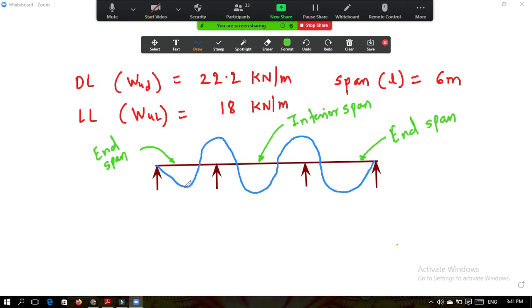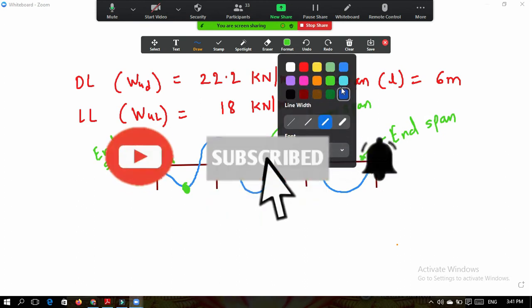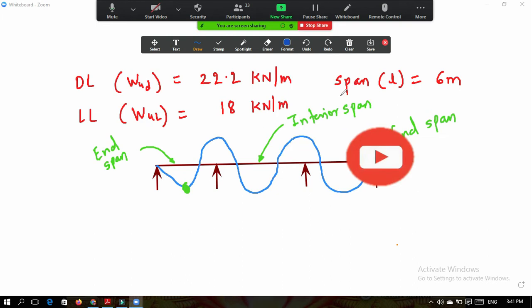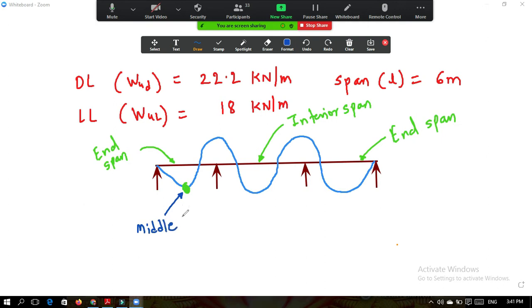So this is the sagging bending moment, the bending moment which we are going to calculate at this point. Okay, at this point, whatever may be the value of bending moment, we will call that bending moment as at the middle of end span. This bending moment is calculated at the middle of end span. So this is the meaning. Middle of end span means whatever the value we are getting here, that value is nothing but the bending moment at the middle of end span.